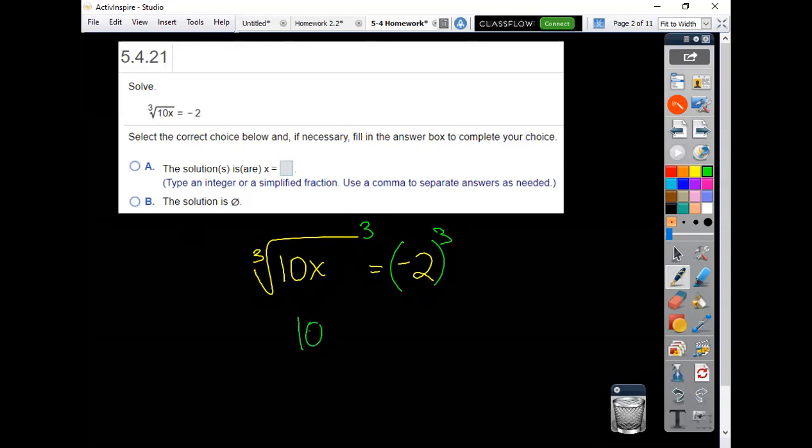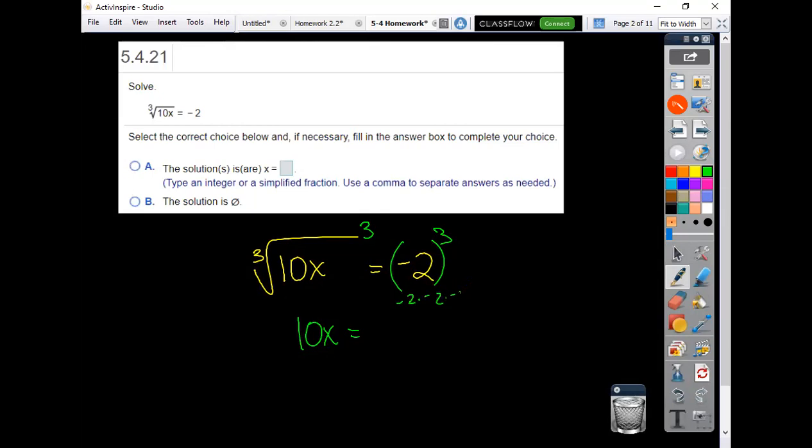So then I've got my 10x here, negative 2 times negative 2 times negative 2. That'd be 4 times negative 2, which is negative 8. And divide by my 10, so that x comes out to be negative 4/5.